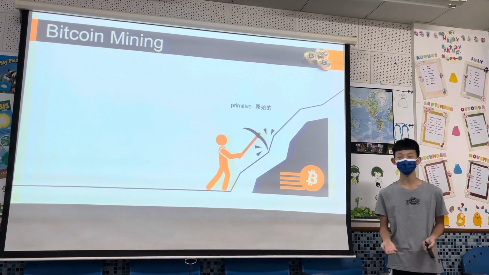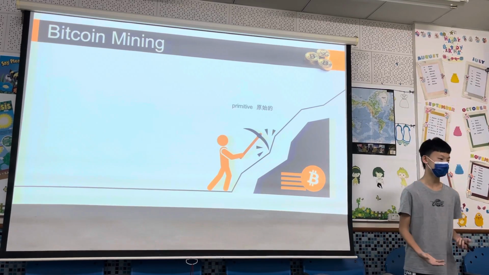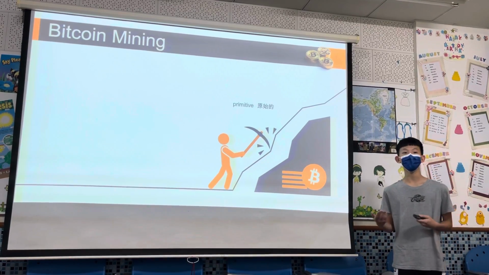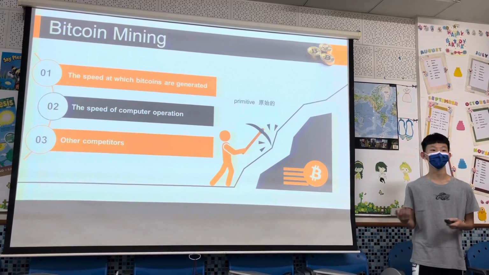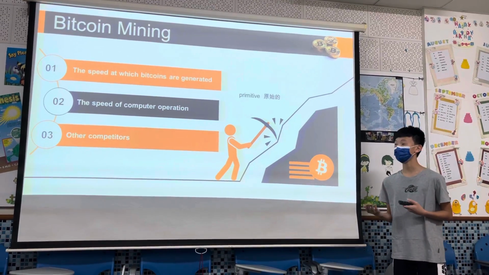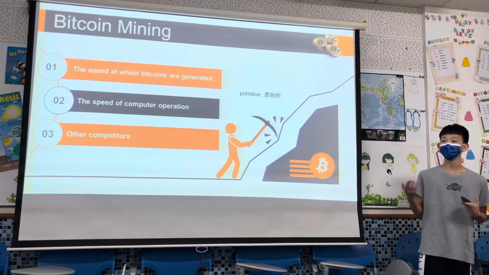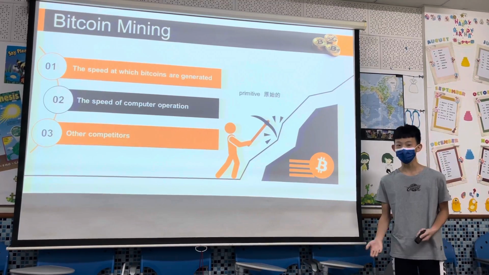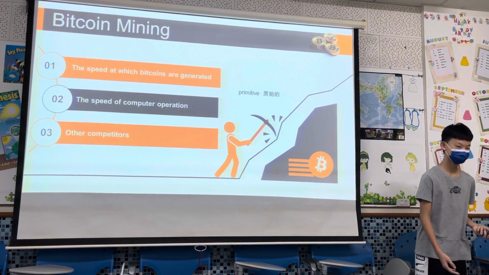Many people think that this method of earning money is easy, but whether or not you can mine Bitcoins depends on 3 things: the speed at which Bitcoins are generated, the speed of your computer, and also other competitors.